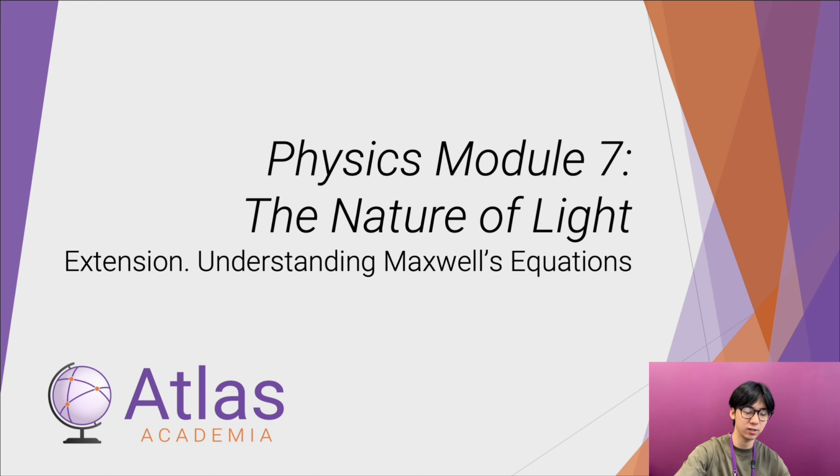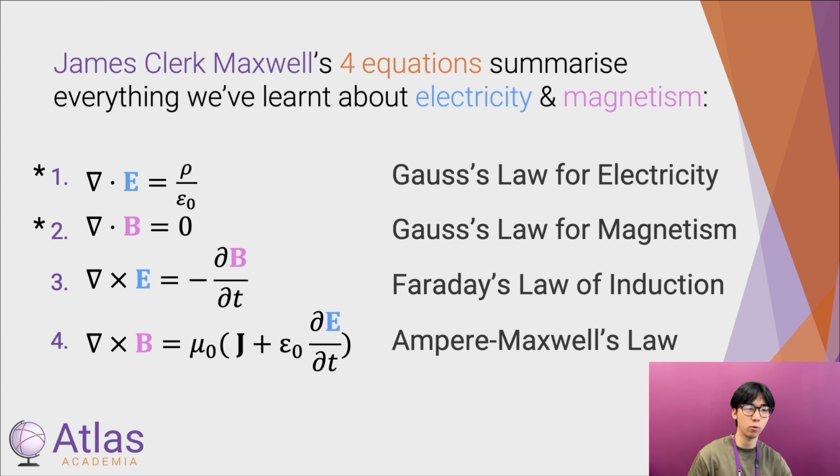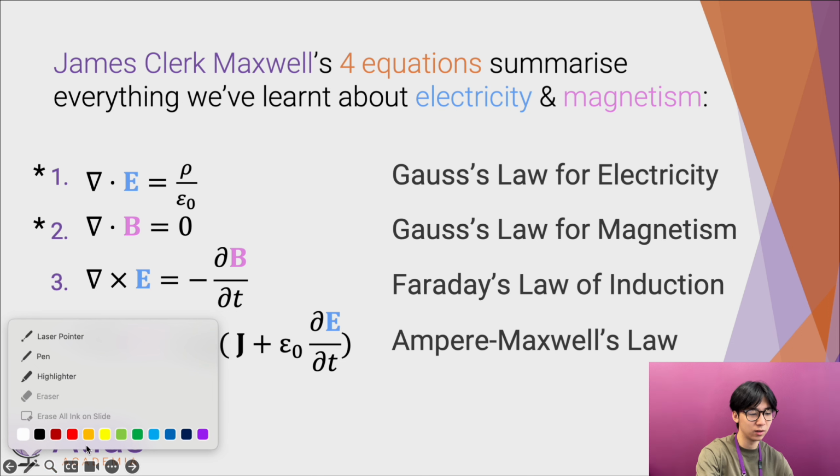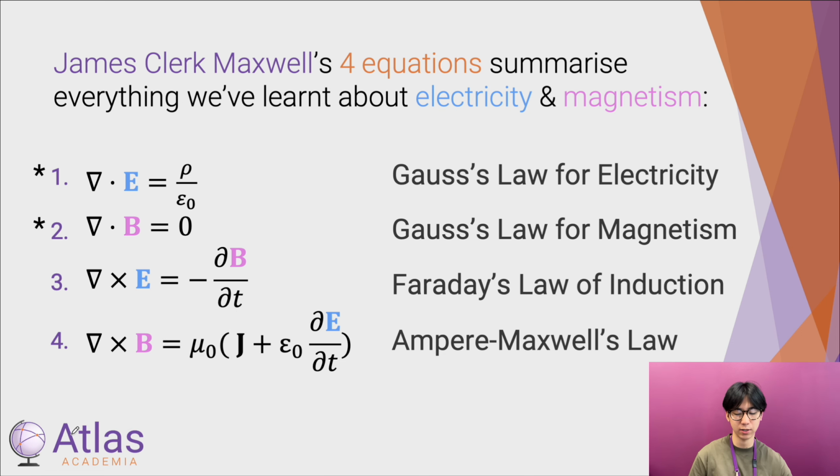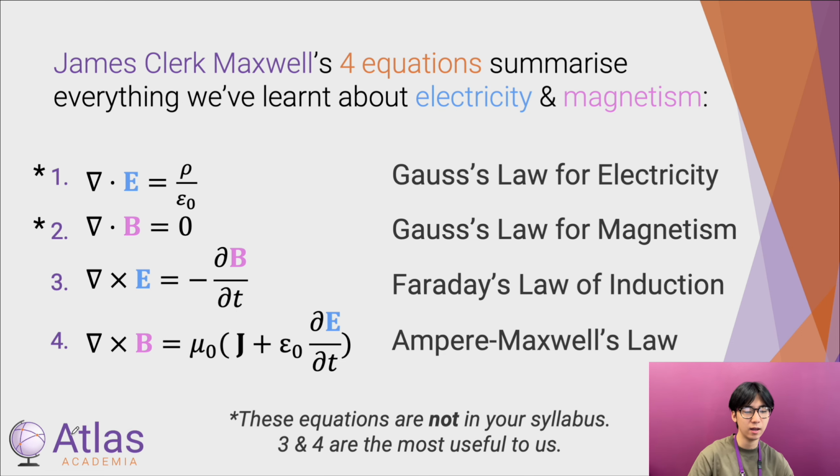So I guess a good place to begin would be to look at these equations, and this is them in their differential form. You've probably heard about how they serve to provide a unified theory of electricity and magnetism. Now, you've probably been told to just not really worry about the first two equations, and that's what those asterisks mean there. And that's because these equations are not really useful to us in terms of our HSC syllabus.